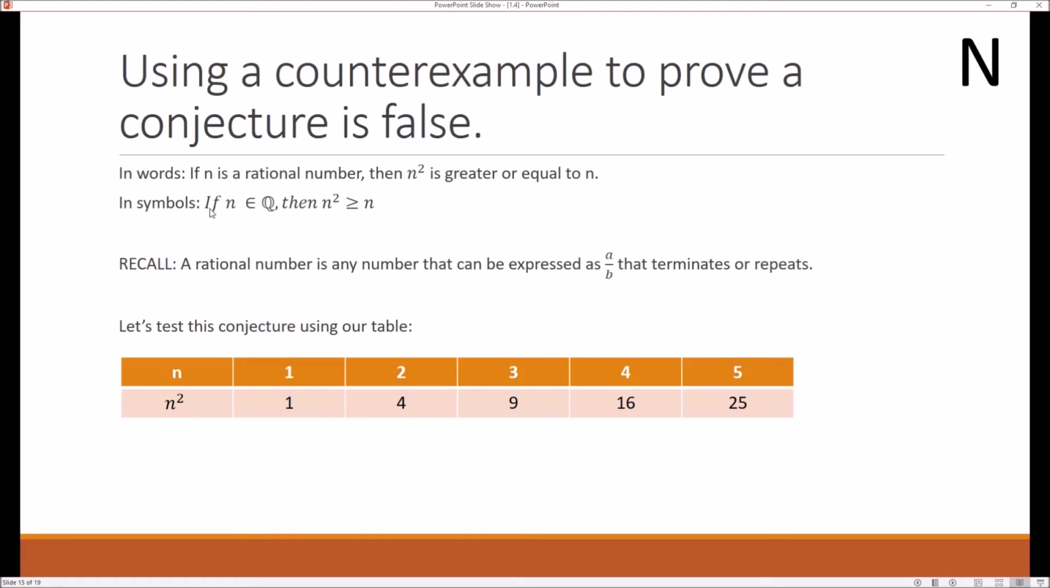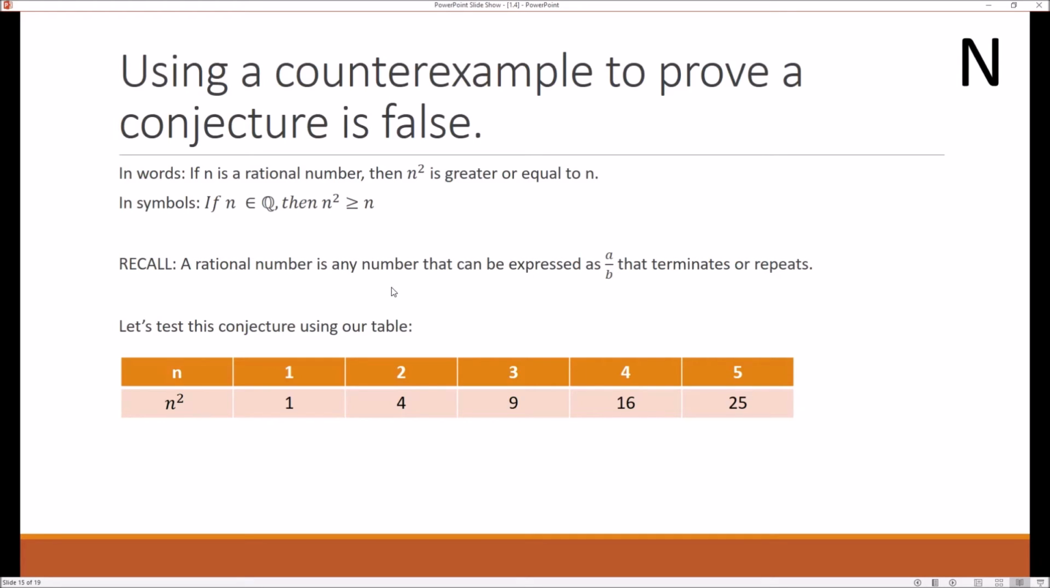In symbols, I read this as: if n, that's our variable, is an element of, meaning it's contained inside of, the rationals, or is part of the rational numbers, then every time we take n and square it, it'll be greater than or equal to n.